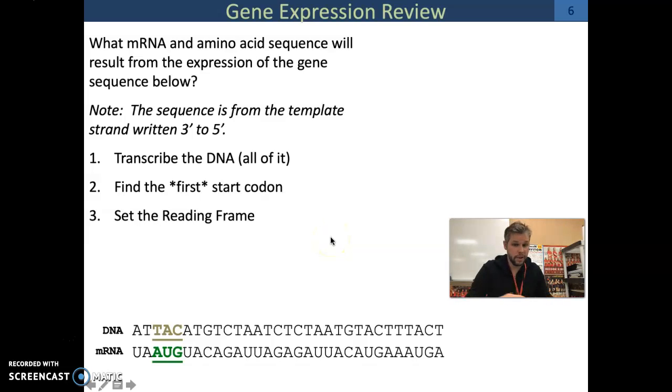Next, we're going to set the reading frame, and the way that I did that in practice with you guys is I just underlined the codons after that. So let's do something like that. All right, so we can start reading in triplets, and this makes it a little bit easier.